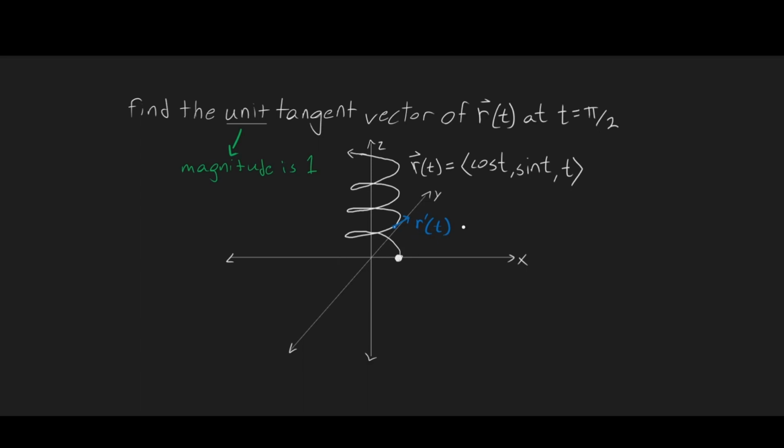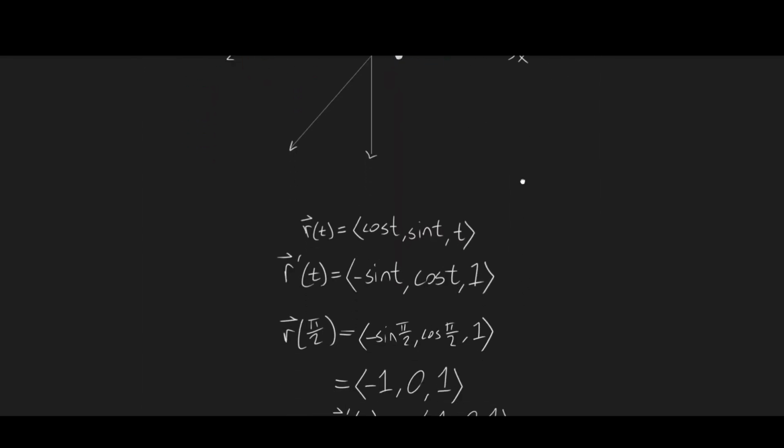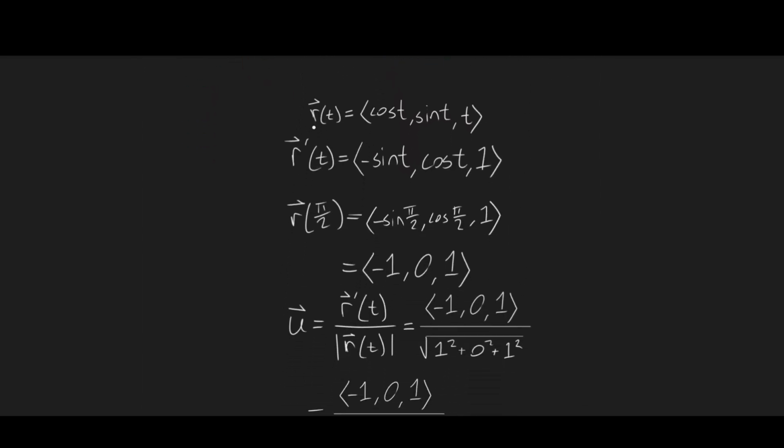So how do we get r prime? Since r is cosine of t, comma sine of t, comma t, then r prime is negative sine of t, comma cosine of t, comma 1. And when we plug in pi over 2 into r prime, then we get negative 1, comma 0, comma 1.